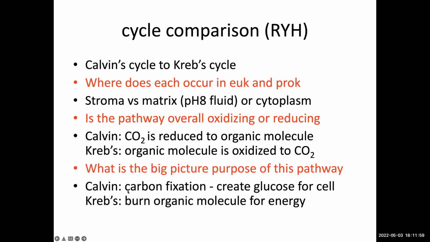So the big picture purpose of the Calvin cycle is carbon fixation, creating glucose for the cell and really for all living systems. And the Krebs cycle's goal is to take that glucose or the glucose derivative. By the time it gets to the Krebs cycle, it's acetyl, but that originally came from glucose, and burn it for energy.